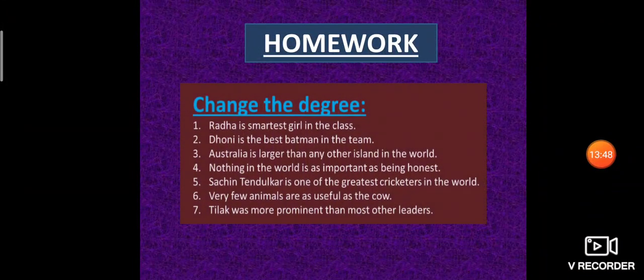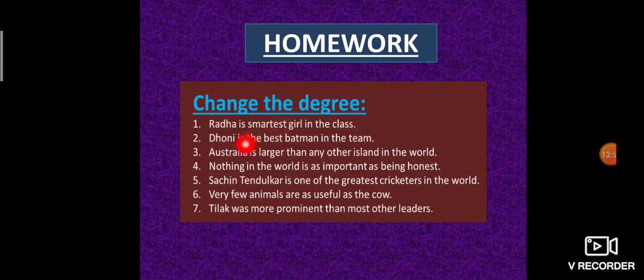Now my dear students, let's see the homework. Change the degree. Radha is the smartest girl in the class. Dhoni is the best batsman in the team. Australia is larger than any other island in the world. Nothing in the world is as important as being honest. Sachin Tendulkar is one of the greatest cricketers in the world. Very few animals are as useful as a cow. Tilak was more prominent than most other leaders.